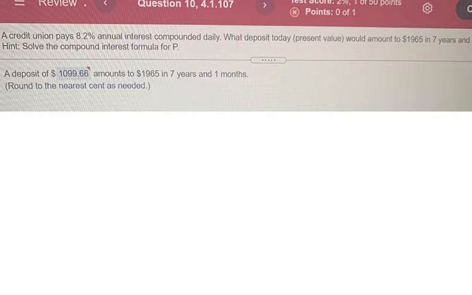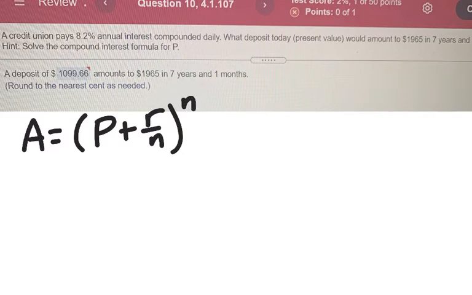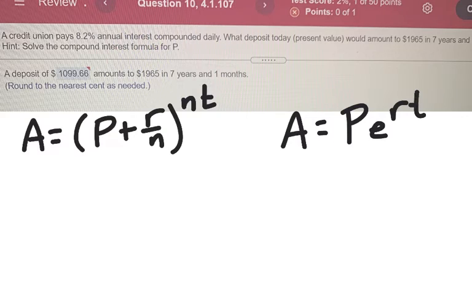Okay, so we've got two compound interest formulas we could use. We could use A equals P times (1 plus R over N) raised to the NT. And then we also have A equals P times E to the RT. Okay, the second one is only used when it's compounded continuously.